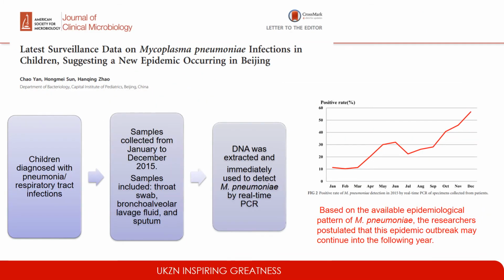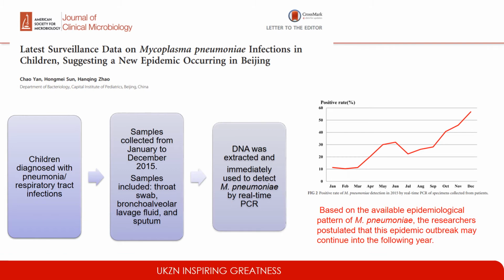So let's look at this research paper that was published a while back. So this study looked at surveillance data on Mycoplasma pneumoniae infections in children in Beijing. So children who were diagnosed with pneumonia or respiratory tract infections were part of the study. Samples were collected from January to December 2015, so it's just done in a single year. And the samples included throat swabs, bronchoalveolar lavage fluid, as well as sputum. So from these different sample types, DNA was extracted and was used to detect Mycoplasma pneumoniae by real-time PCR.